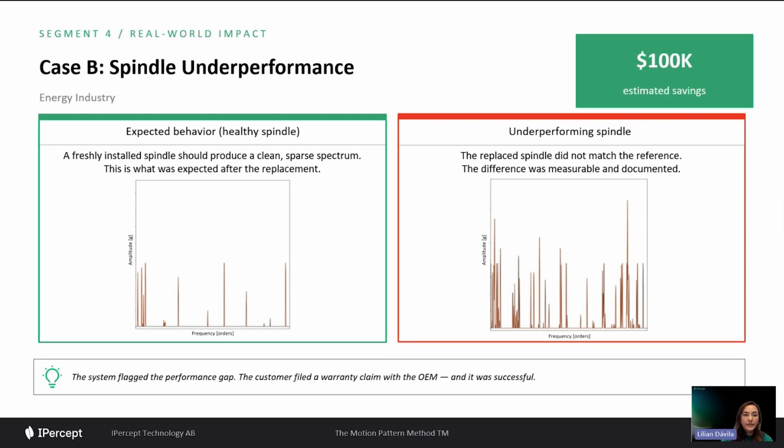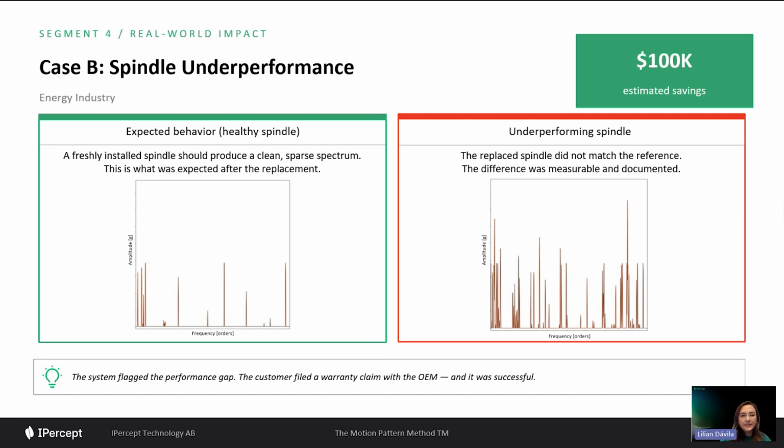The left panel shows what the expected behavior was. So it should produce a clean, sparse spectrum with only the expected harmonics. The right panel shows what we got instead. Here we have much more frequency content throughout the spectrum, with also higher amplitudes and maybe a raised noise floor. Here it's clear that the pattern did not match the reference, and that was documented and flagged to the customer. This documentation is what really enabled the customer to start a conversation with the OEM, which eventually led to filing a warranty claim that was successful.